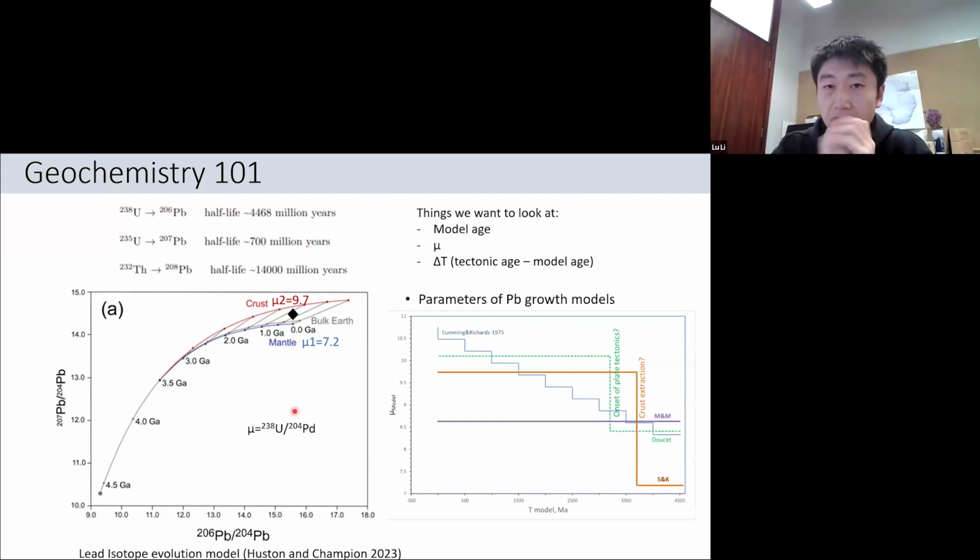Things get a little bit complicated because we have different lead growth models. Here we mainly look at two models. One is called the single-stage model, the MM model. You can see the mu value is relatively constant, and we don't have too much variation for mu value. The other model is the two-stage model. We have a relatively low mu value in the early stage of the Earth, and then at a later stage, we start to see crust growth and then a higher mu value. So that's what we're going to look at from the geochemical point of view.